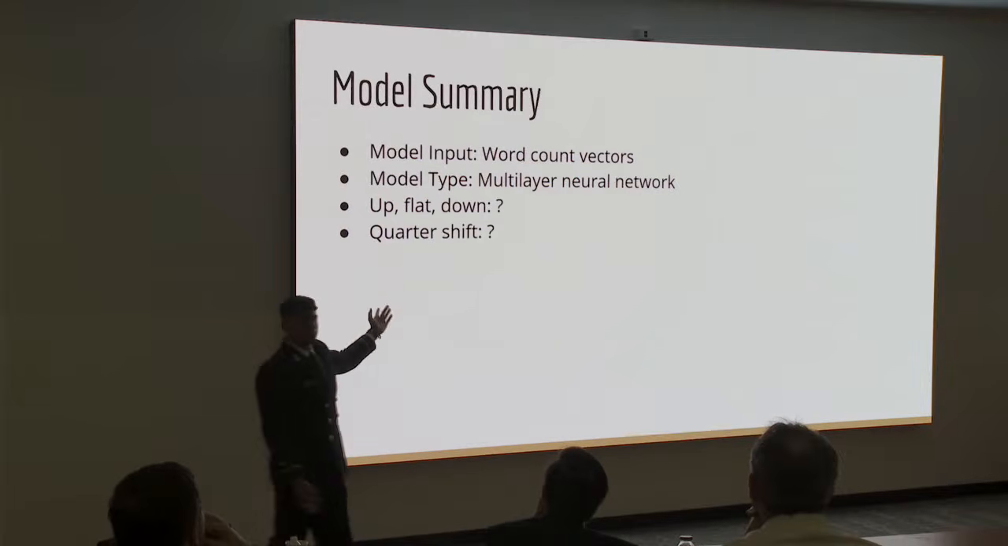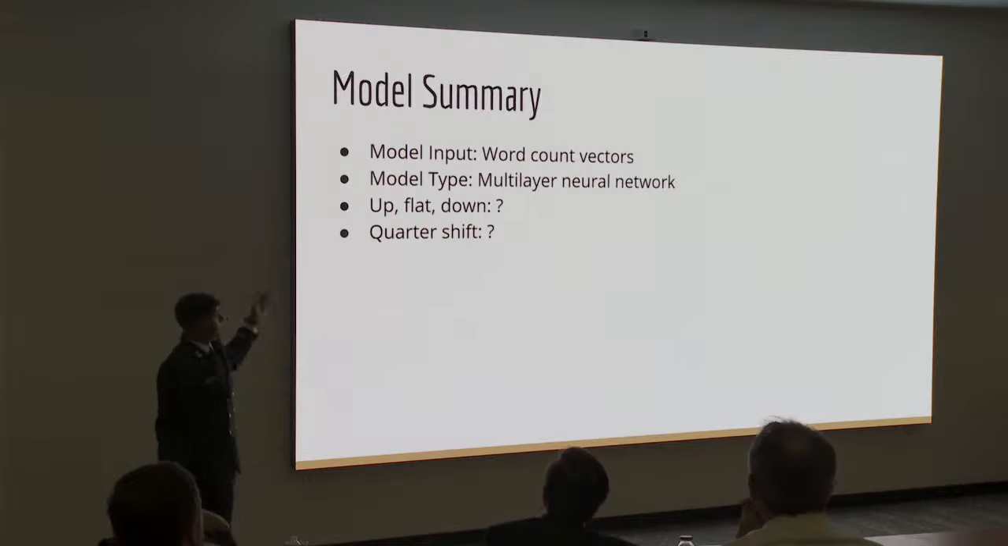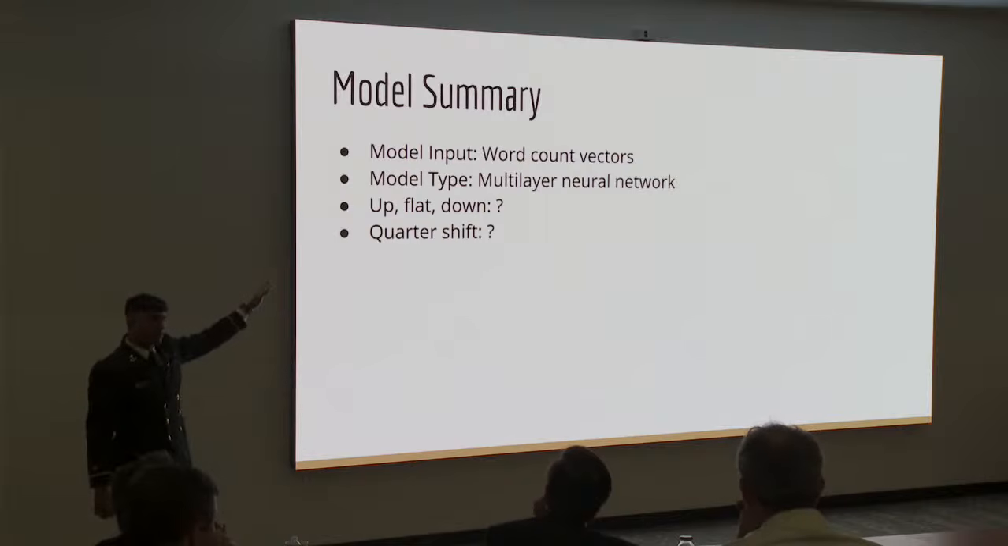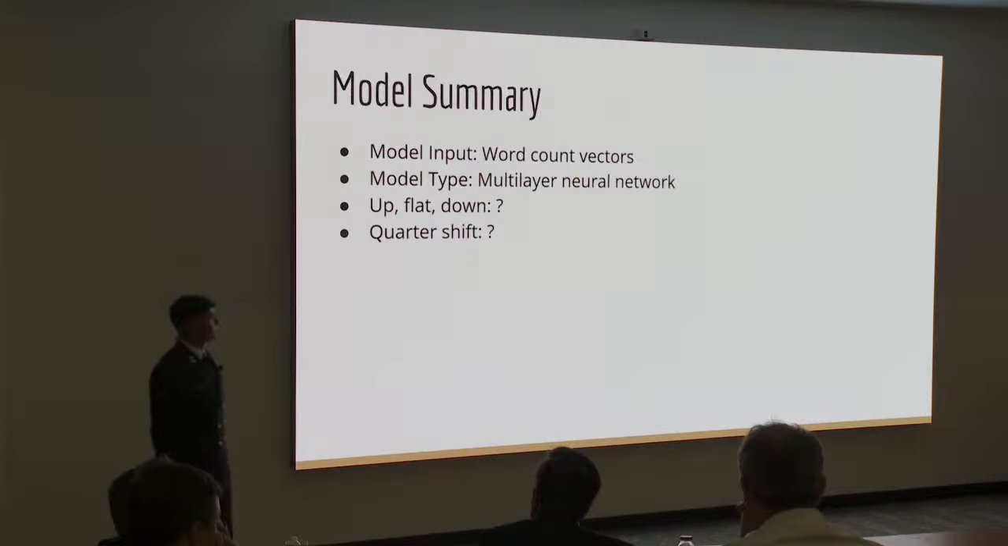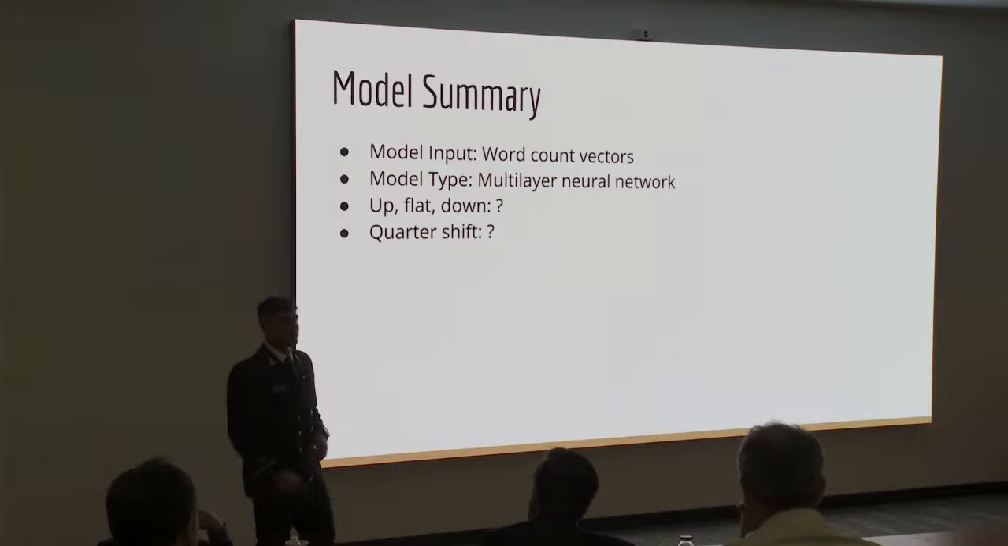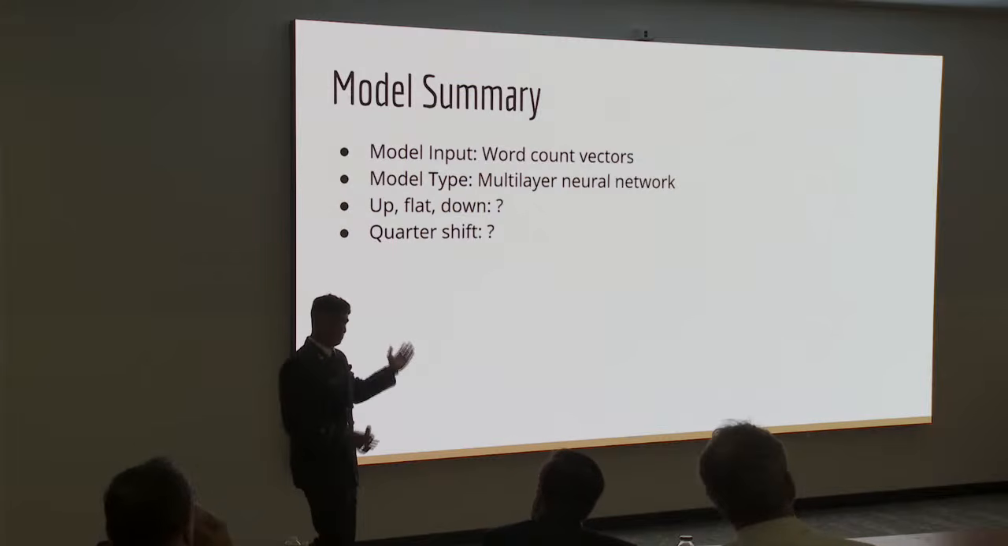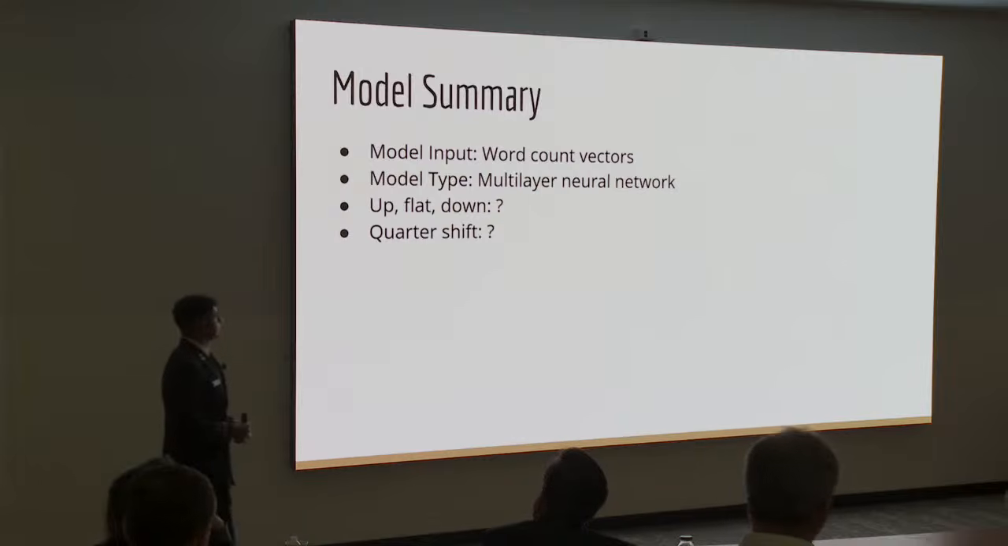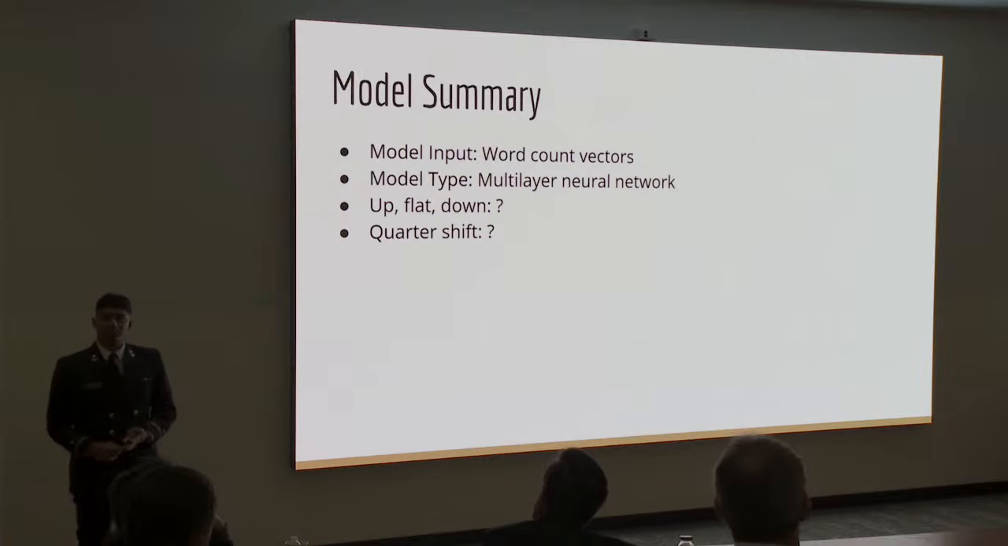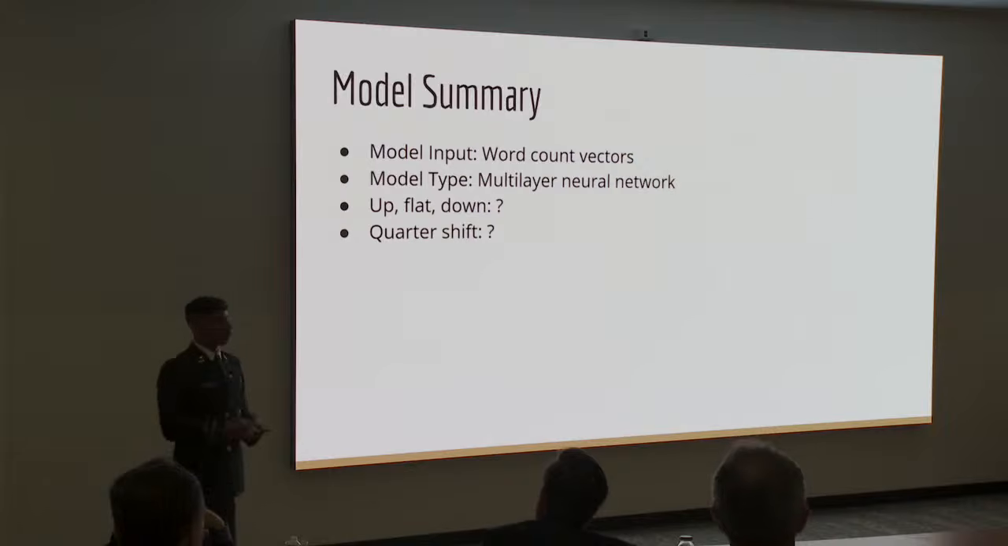So in our model summary, we know that we have word count vectors instead of those embeddings, those text encoders. And we're going to use a multilayer neural network instead of any other sort of model types. But we still don't know what our up, flat, down definition is going to be, and we don't know what our quarter shift is going to be.